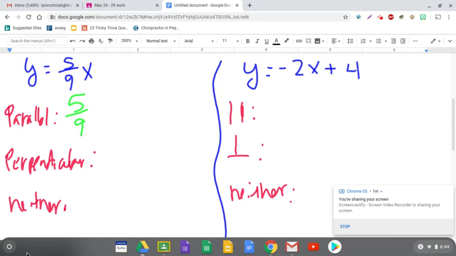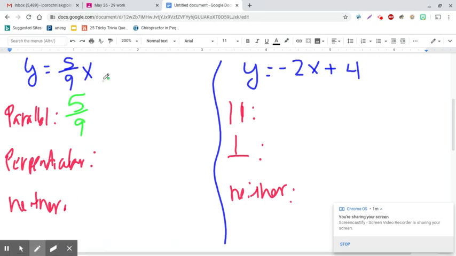All right, now I want to do a perpendicular slope. Perpendicular is the opposite reciprocal. So we're going to take 5/9 and we're going to change it. We're going to make it opposite. Since it's positive, our answer is going to be negative, and then we're doing the reciprocal. The numerator goes in the denominator, and the denominator goes in the numerator, so it would be negative 9/5. That would be a perpendicular slope.